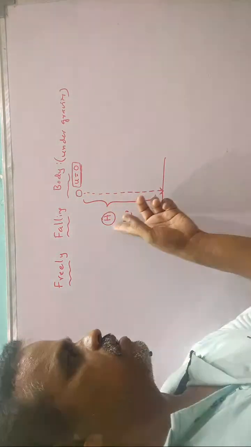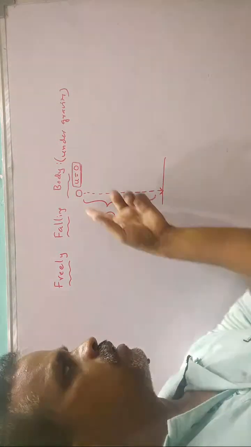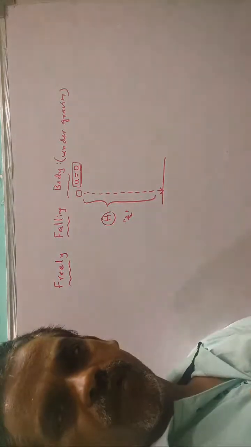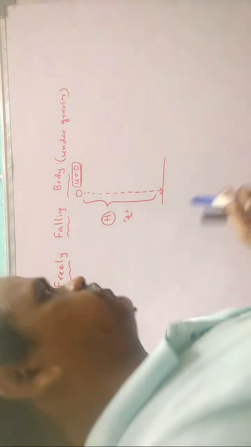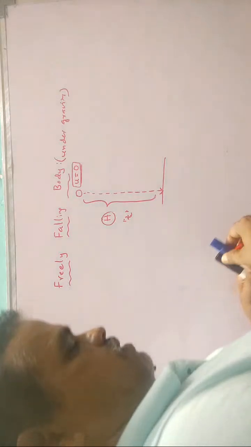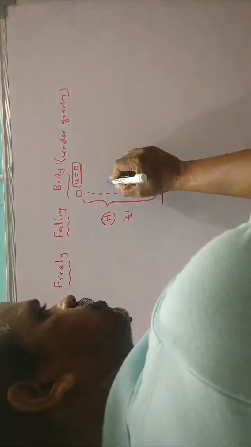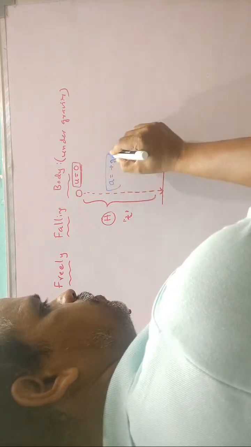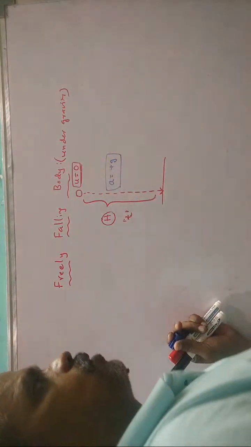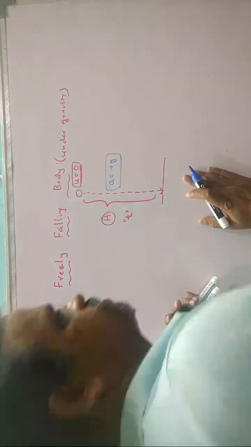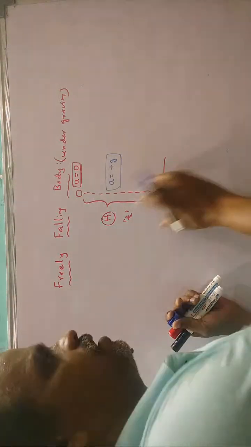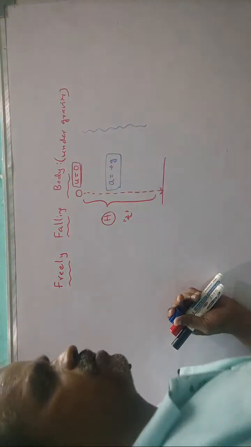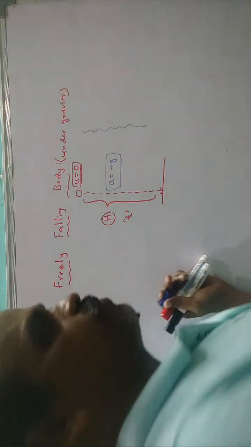So I am considering the distance covered by that body is h in time t. So what about acceleration? It will get acceleration, that is A equal to plus G. A equal to plus G. So for this we apply kinematic equations.